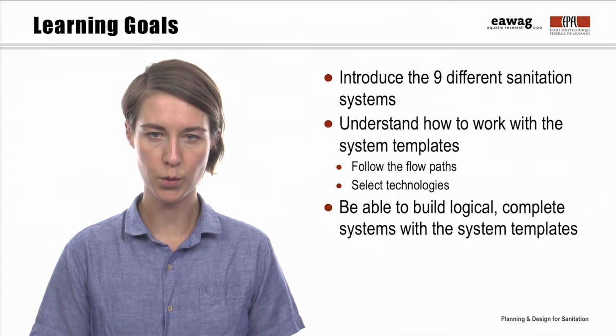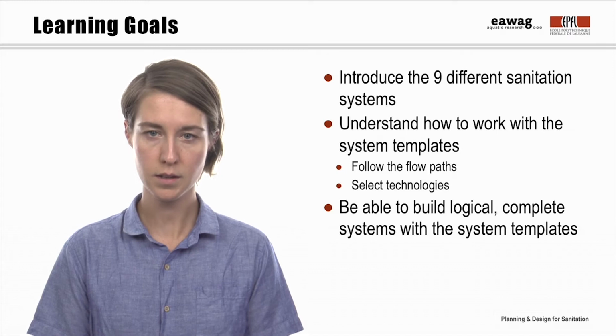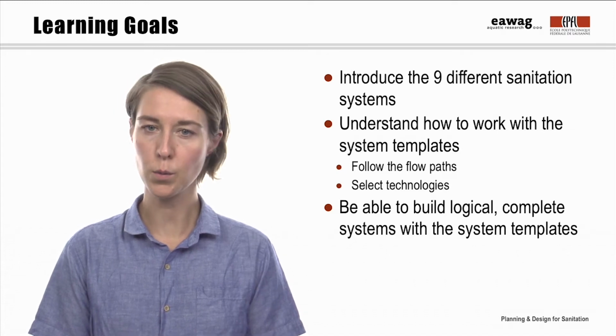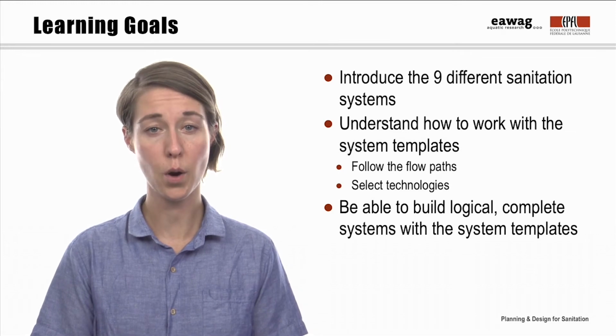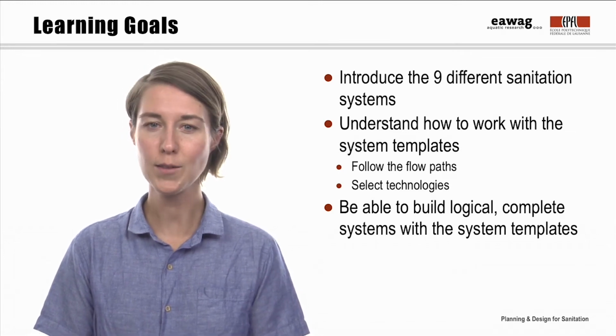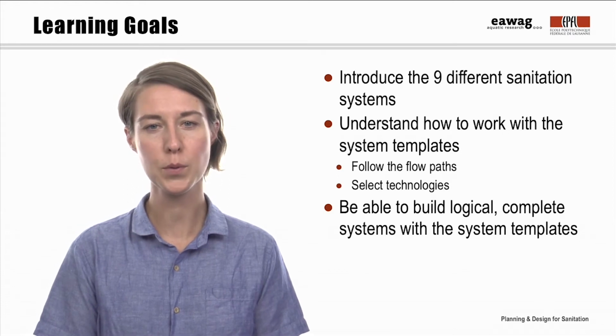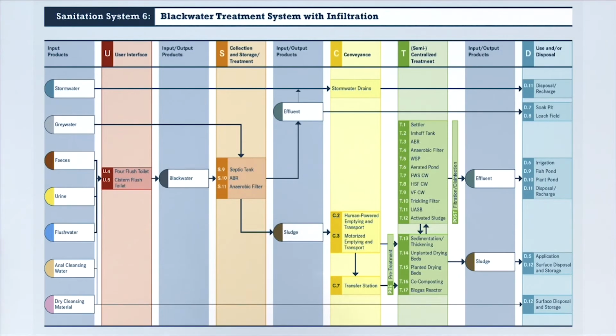The goals of this module are to first introduce what a sanitation template is, second, to understand how to work with the sanitation template by following the flow paths of each product and then selecting each technology for each functional group, and finally, to be able to build a complete logical sanitation system. Let's actually do that now and select the technologies that we will need to form a complete sanitation system using this template as an example.